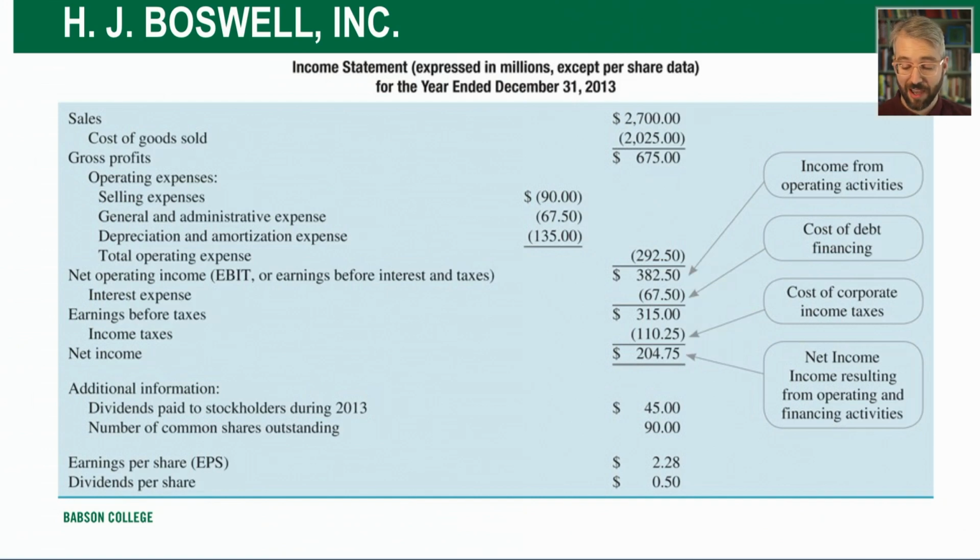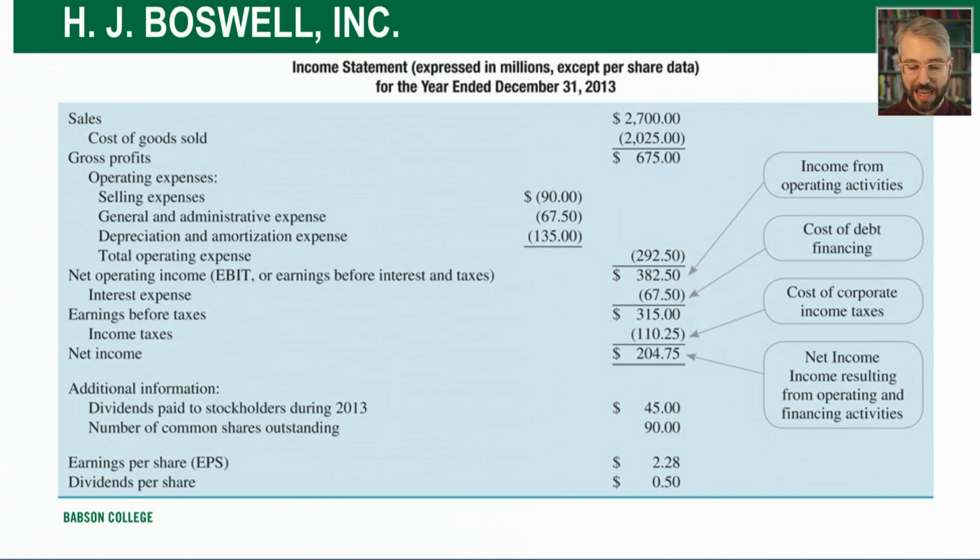But there's other stuff they have to spend on. So there's other expenses they incur. In order to sell that $2.7 billion worth of stuff, they spent $90 million on sales expenses. They spent $67.5 million running the business and paying administrative and general expenses. And they used a whole bunch of property, plant, and equipment, long-term physical capital, which, according to the accountants, may have declined in value, or they may have used up about $135 million worth of that stuff.